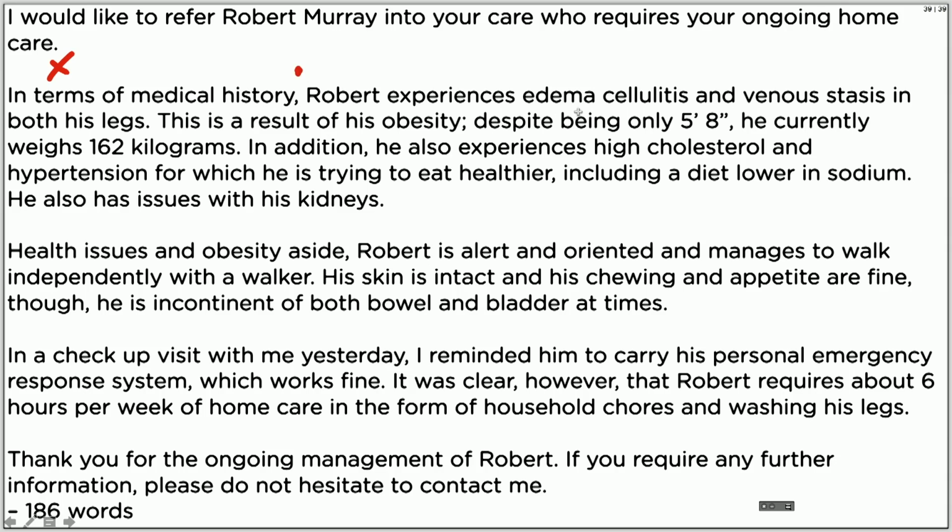Robert experiences edema, cellulitis and venous issues in both his legs. So instead of saying bilateral extremities, I just said both his legs. I've transformed some of that jargon into simple language there. I don't know if I could have made this any simpler, maybe not. This is a result of his obesity. Now I'm linking up: I've talked about his leg issue, now I'm talking about his obesity issue.